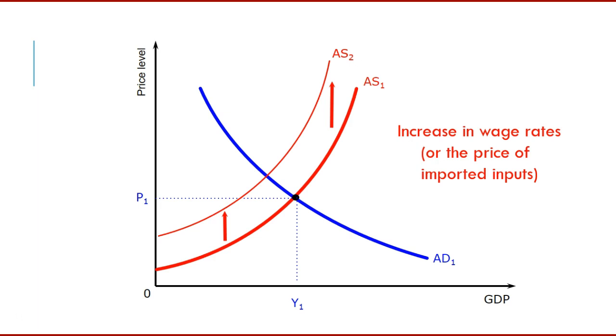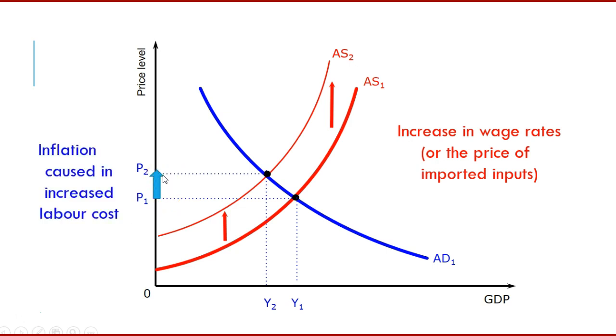Alright, so we've got this shift in the aggregate supply curve, so the economy will now gravitate to the new equilibrium point. So real GDP in this story falls and the general level of prices rises. So we say that inflation has occurred, and that inflation occurred because of the increase in the labour costs, in particular the wage rates. So this is cost-push inflation. The statement was true.